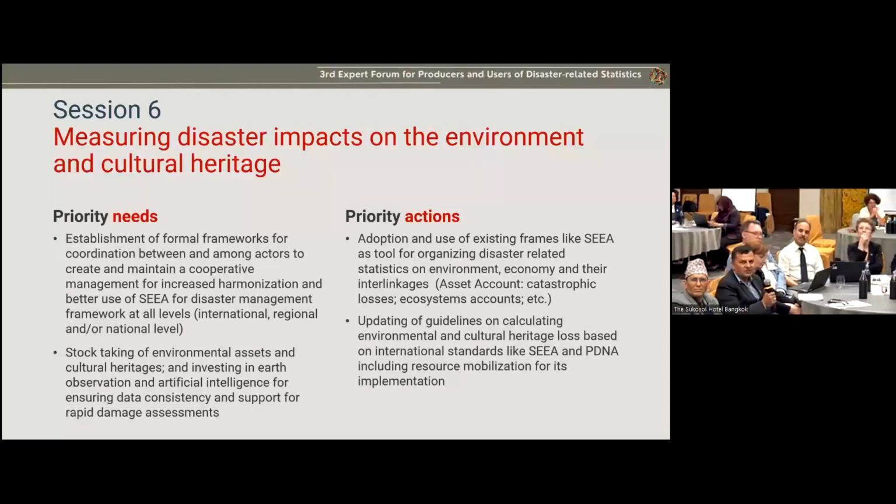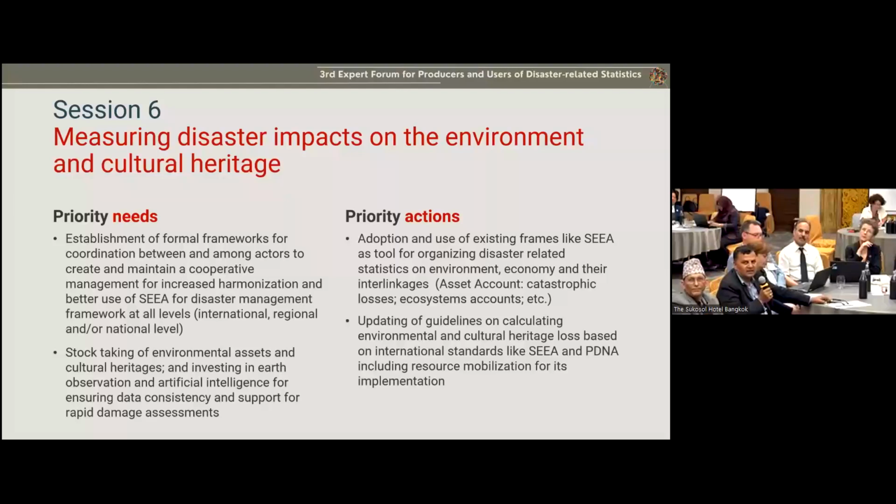For that purpose, we have identified 2 priority actions. The first one is the adoption and use of these existing frameworks like SEEA in the disaster management. Though there is some linkage between the DRSF and SEEA, we want to make this SEEA a principal framework for the measurement of the disaster-related activities in the environment, economy, and their interlinkages.